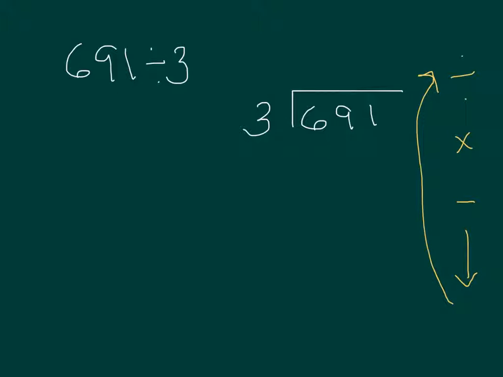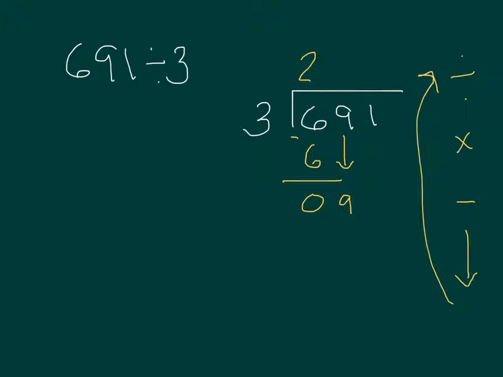Getting started with this problem, we look and say, how many times does 3 fit into 6? Or how many groups of 3 can fit into 6? And I know that 2 do, because 2 times 3 equals 6. Now, going down to my multiplying stage, I multiply my 2 and my 3 together to equal 6. Next, I subtract 6 from 6, which is 0, and I bring down my 9.